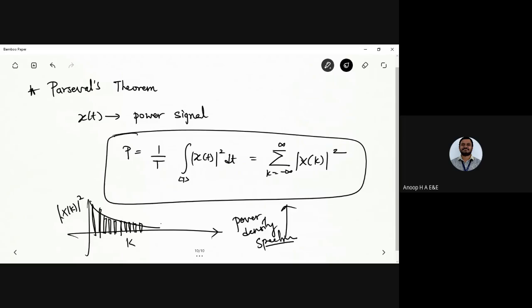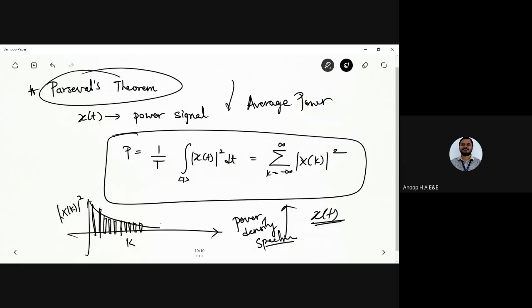If you plot the modulus of x of k squared versus k, it would be a linear power spectrum, or generally called the power density spectrum of the given power signal x of t. This is what Parseval's theorem says, and you are going to obtain the average power. This is one simple equation that you need to remember. When solving problems related to Parseval's theorem, where we have to find the average power and the complex Fourier coefficients, this equation comes in very handy.